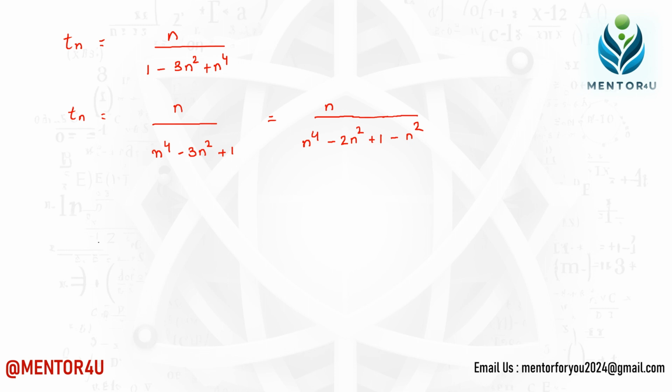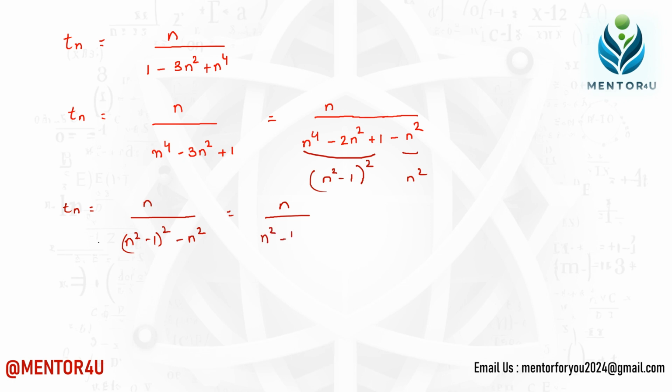So here you can see that this is nothing but the expansion of n square minus 1 whole square, and this is the same as n square. So Tn can be expressed as n divided by n square minus 1 whole square minus n square. Now in the denominator we have an expression in the form of a square minus b square, and we all know that a square minus b square is nothing but a plus b multiplied by a minus b. So we can write it as n divided by n square minus 1 plus n multiplied by n square minus 1 minus n. That's it.